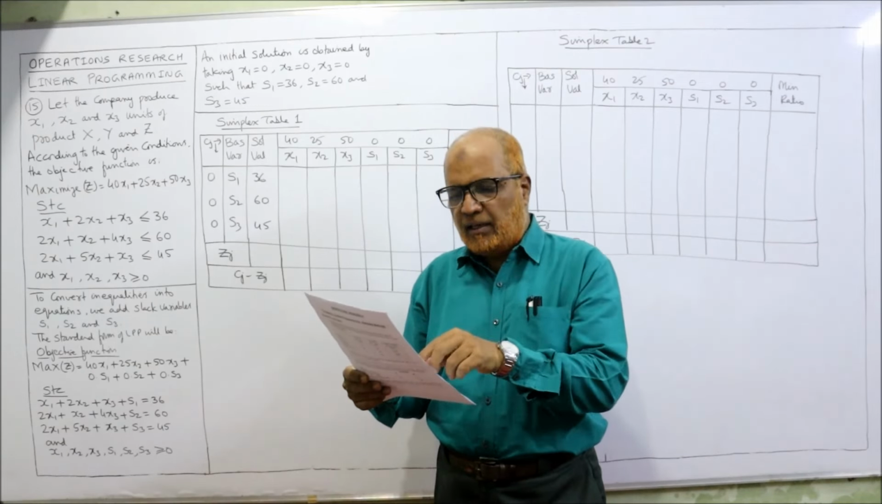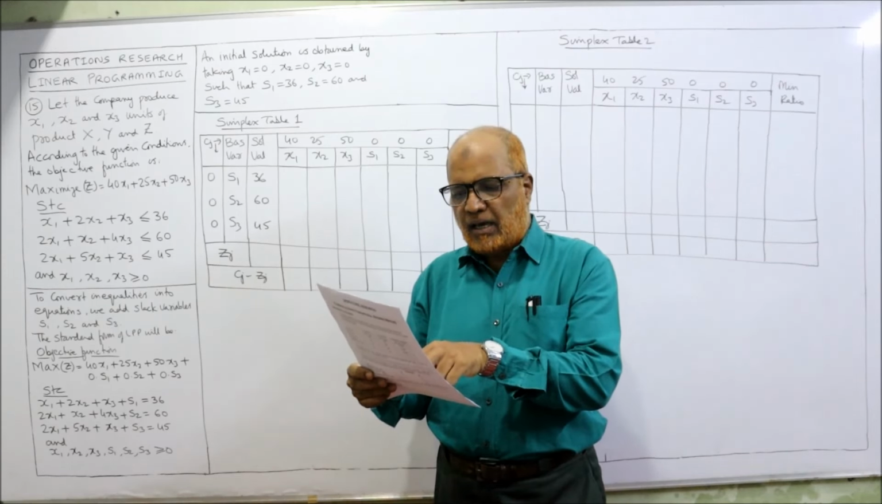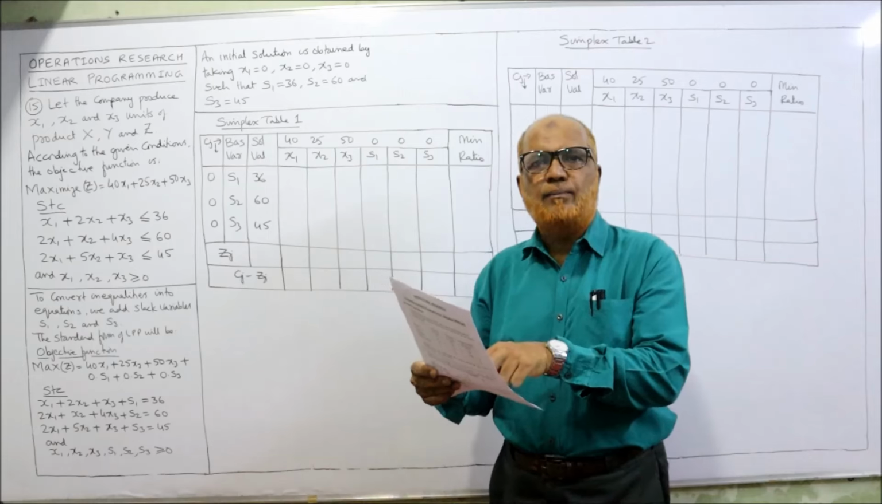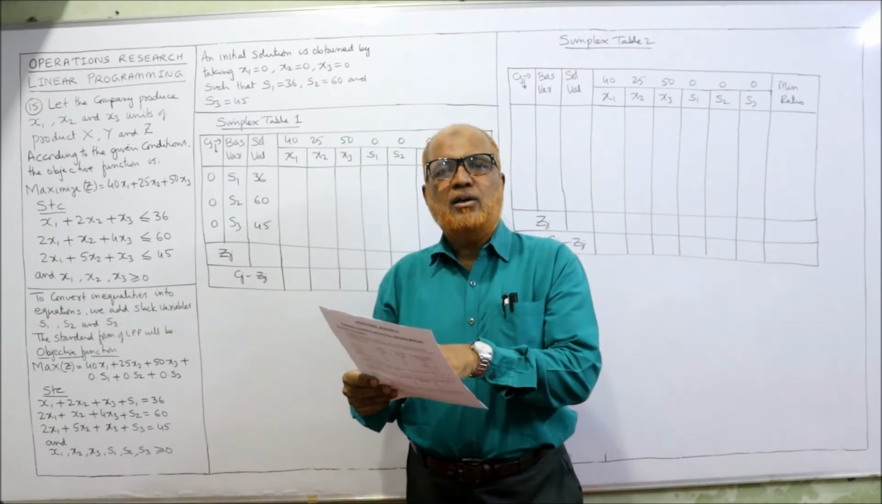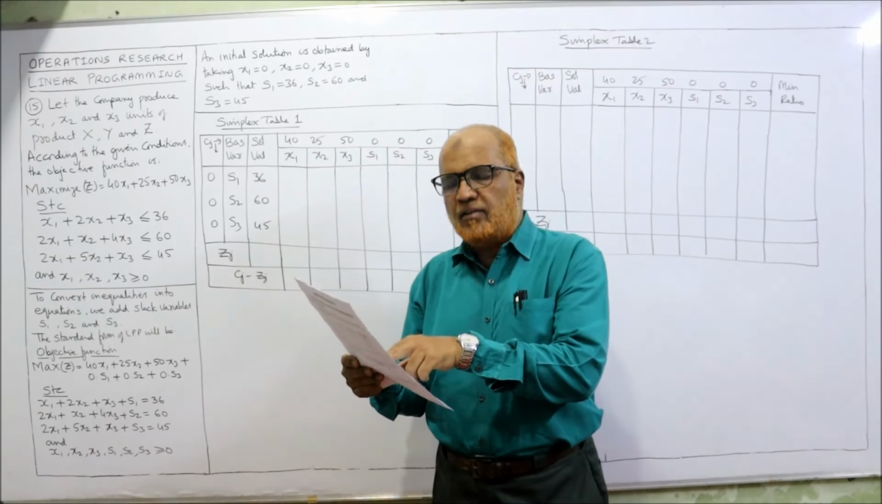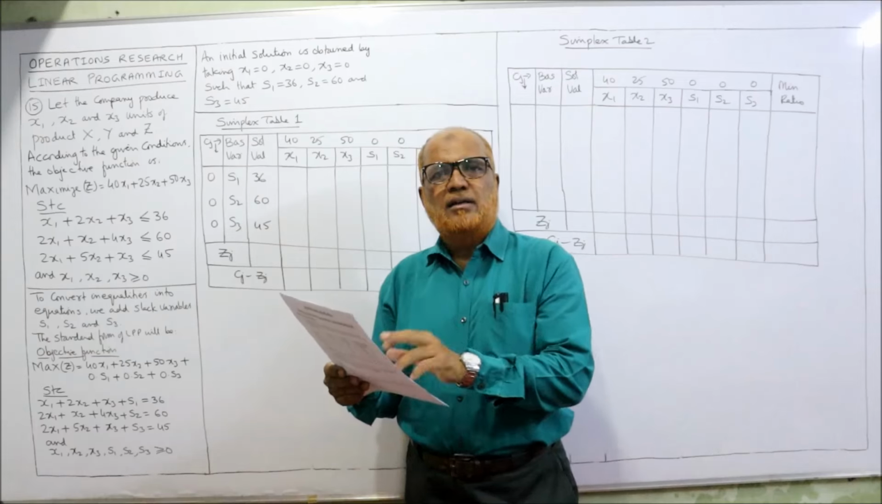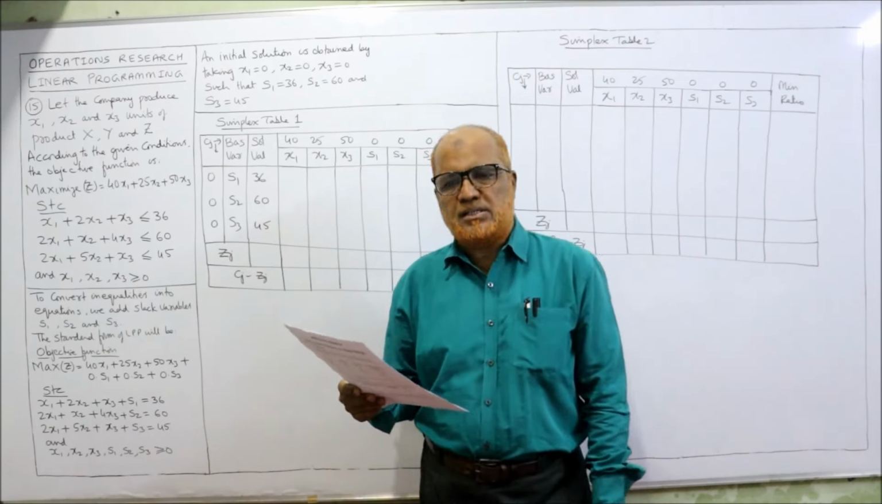For 1 unit of Y, we require 2 units of material A, 1 unit of material B and 5 units of material C. And for making 1 unit of product Z, 1 unit of raw material A, 4 units of raw material B and 1 unit of raw material C. This is the raw material required for making each unit of finished product.